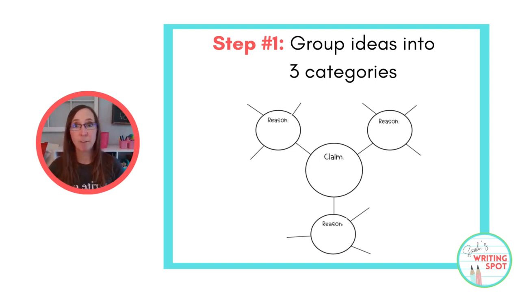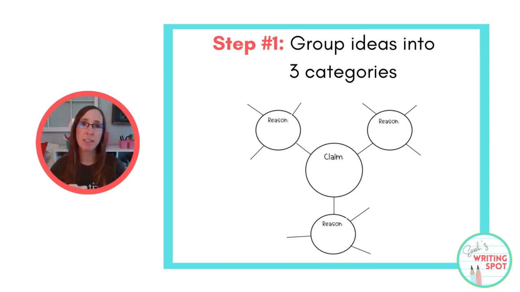Now for breaking it into the steps. Where do you start? So step 1 is to first have your students group their ideas into 3 categories. This is so important. If your students cannot separate their ideas into 3 categories, they're going to have a really hard time writing a thesis sentence, because that thesis sentence has those 3 subtopics in it.